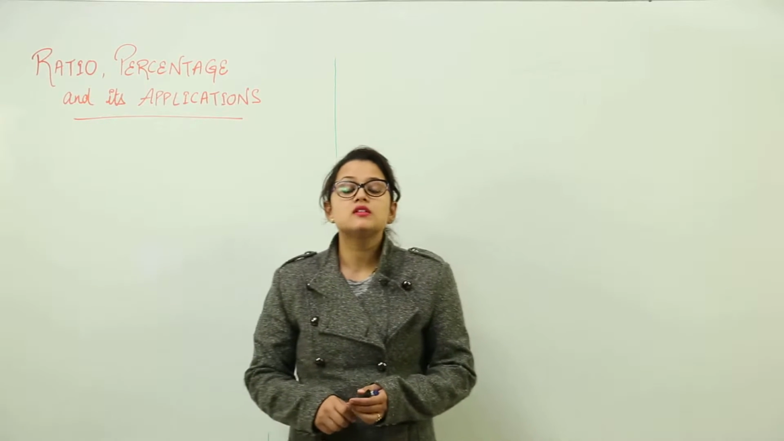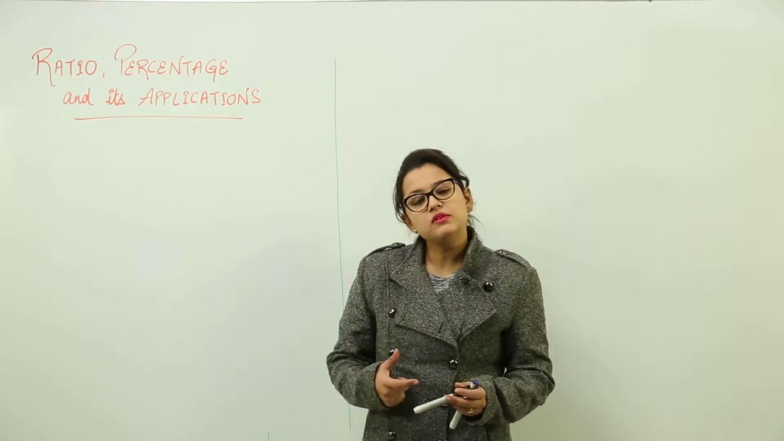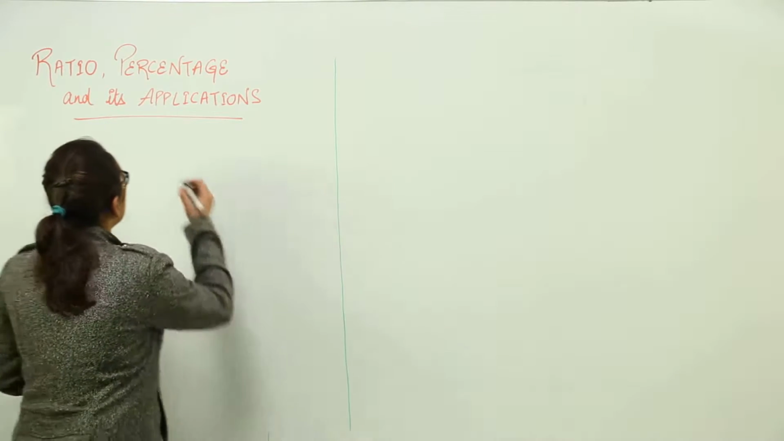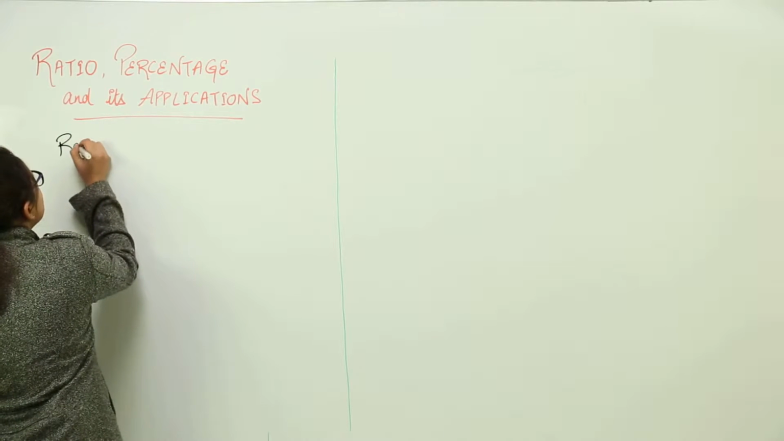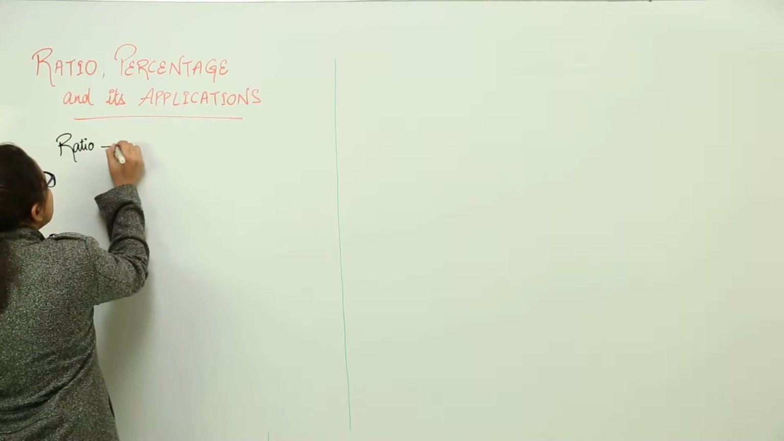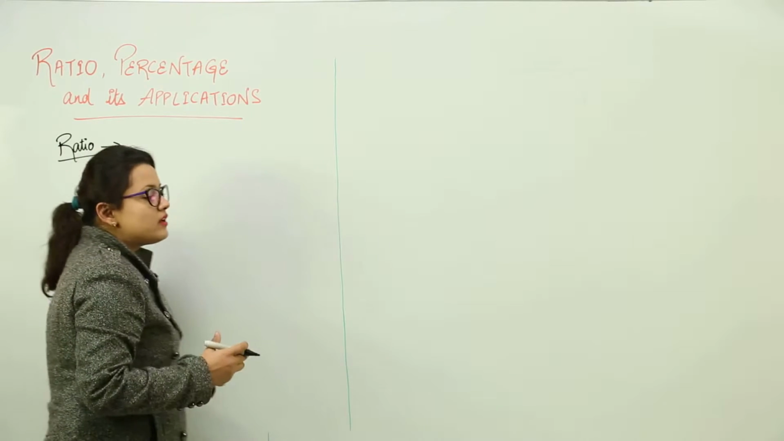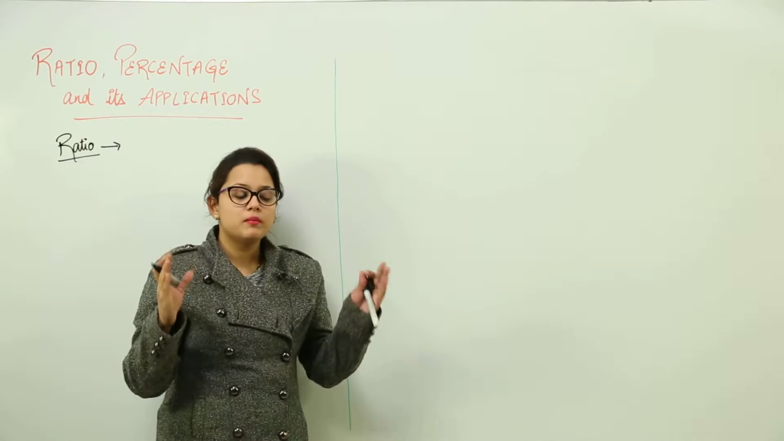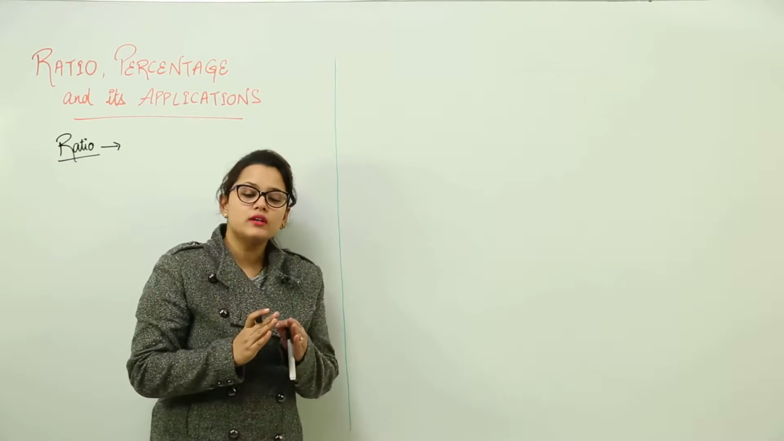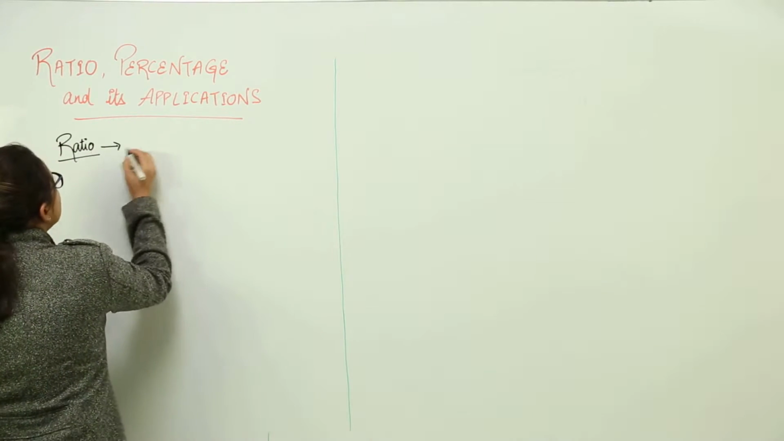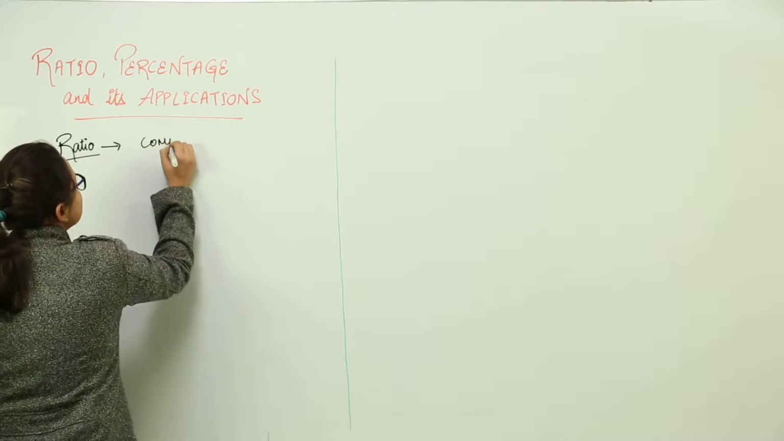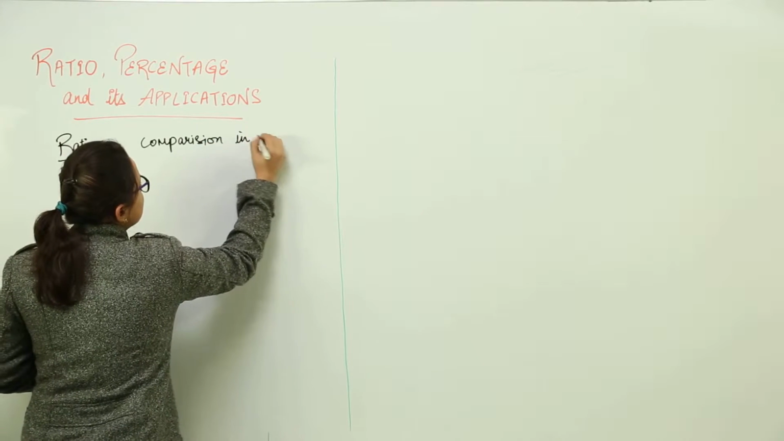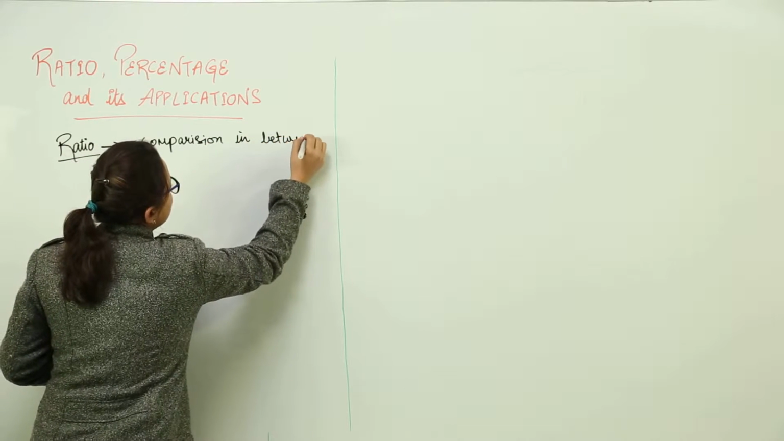Now let us discuss what ratios are, and then we will discuss what percentages are. First of all, what do you mean by the word ratio? You have been studying ratios since your younger classes, but here, when you define it, you would define it as comparing two different quantities. That is where you use the word ratio. So I write ratio as the comparison between any two quantities.